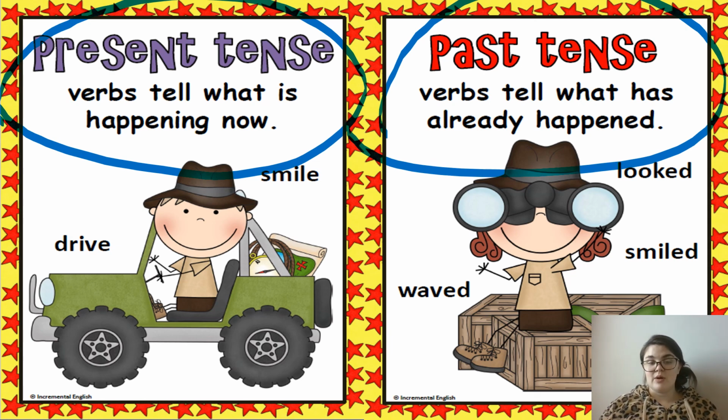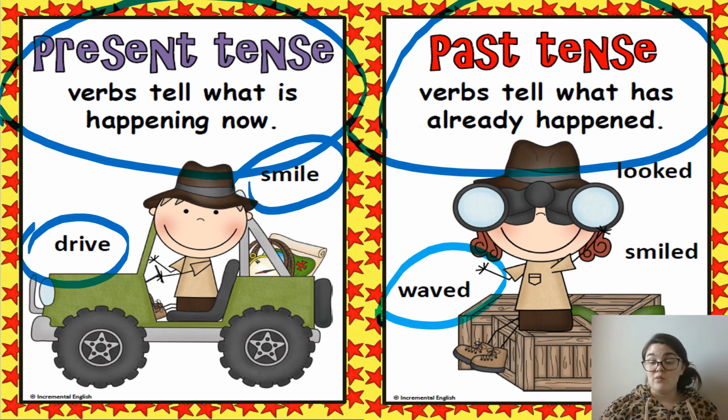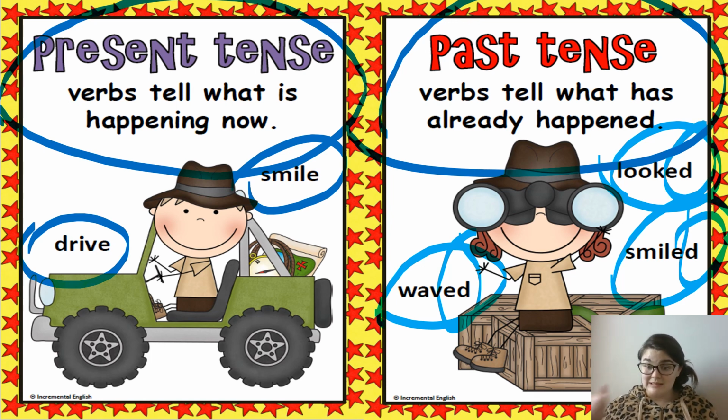An example of some of our present tense verbs is to drive and smile. I drive every morning. I smile at you. Something I'm doing right now. If I'm talking about the past tense, I would say I waved at my mom yesterday, or he smiled at me last year, or we looked for milk at the grocery store yesterday. All of these words explain things that happened long ago, and they either end with an ed or they're irregular, and we need to practice them.